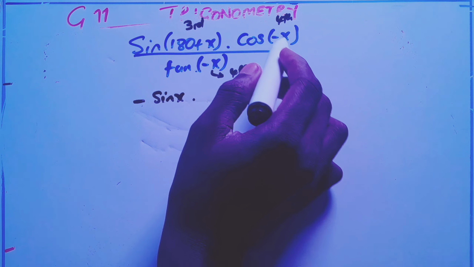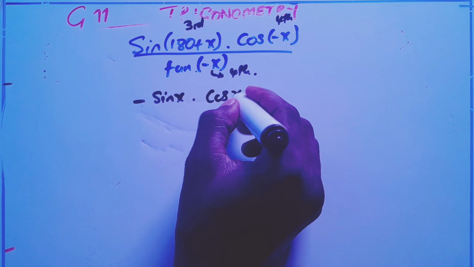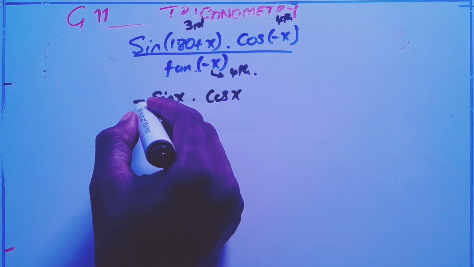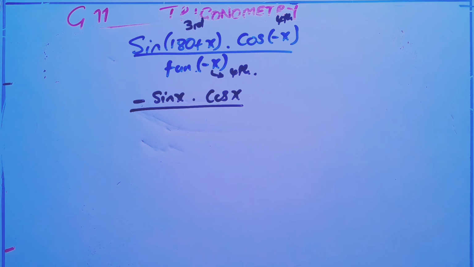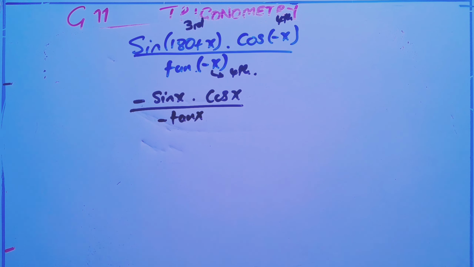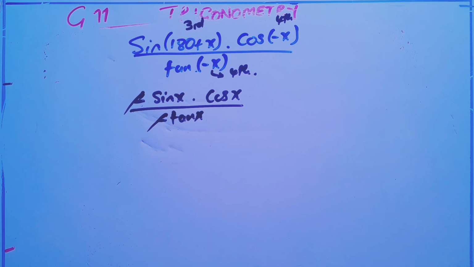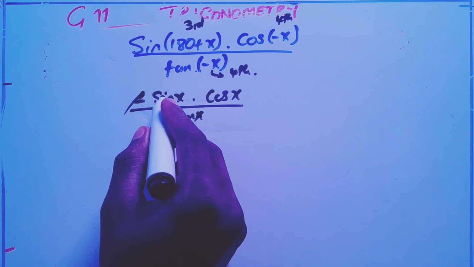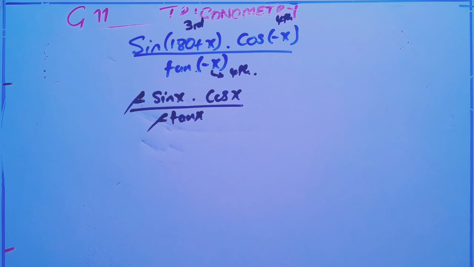And is cos positive or negative in the fourth quadrant? Cos is positive in the fourth quadrant, so this is just going to be positive cos x. And is tan positive or negative in the fourth quadrant? It is negative, so this is negative tan of x. So negative and negative can cancel out straightforward, right? Now we're having sine of x multiplied by cos of x divided by tan of x.